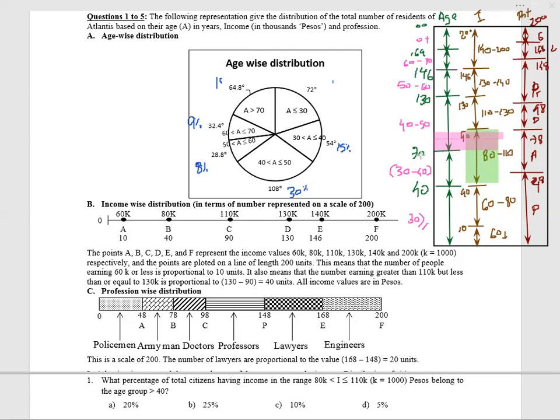How many persons are there? This age range starts at 70 and ends at 90. So exactly 20 people are there out of the scale of 200 people. So it will be 10%. 10%, option C. Clear? Let me erase the additional shading I've done for the problem. Next one.